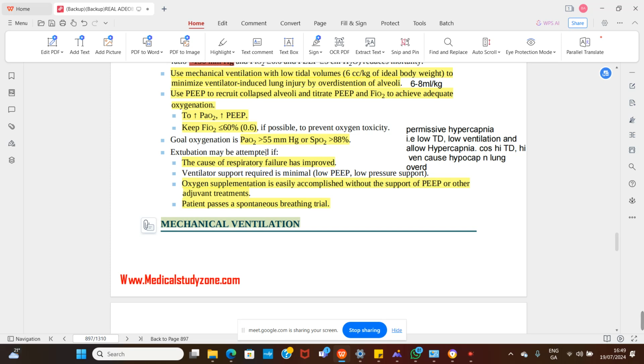The goal of oxygenation is to increase your PO2 to more than 55. Some textbooks will tell you 55 to 80, and of course SpO2 more than 88%, always more than 88%, even in COPD, and keep it between 90 to 94. Here, keep your PO2 more than 55.